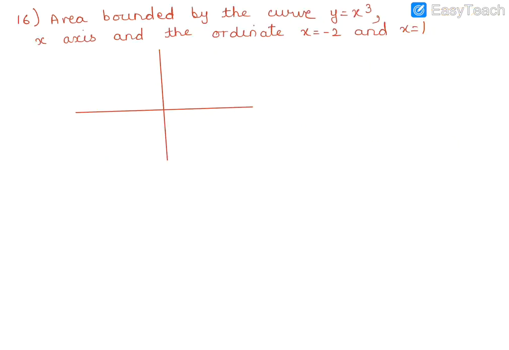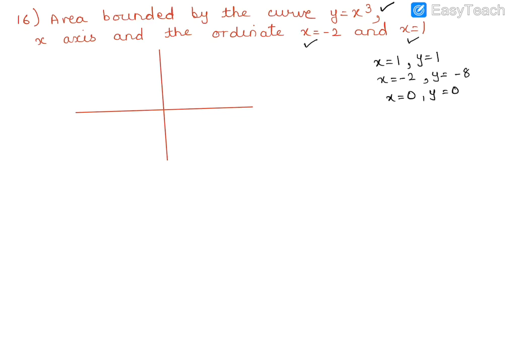The next one is the 16th one, and that says find the area bounded by the curve y is equal to x cube, and the ordinates x is equal to -2 and x is equal to 1. You should know when x is equal to 1, the value of y also is 1, and when x is equal to -2, the value of y is -8. And when in between x is equal to 0, y also is equal to 0. You know y is equal to x cube will touch the origin.